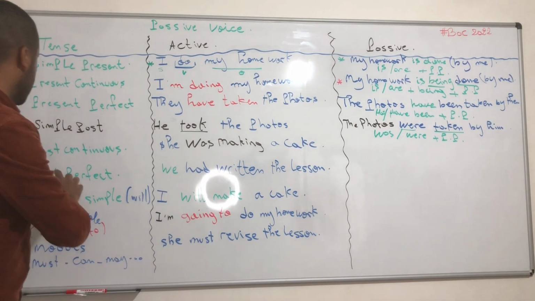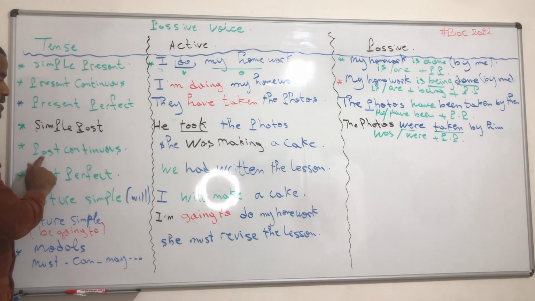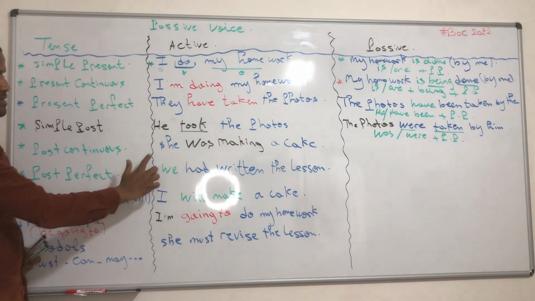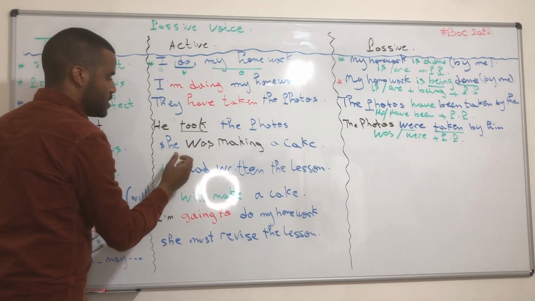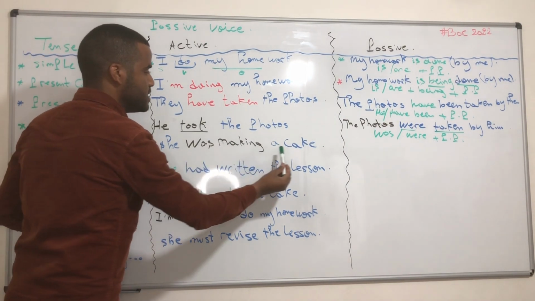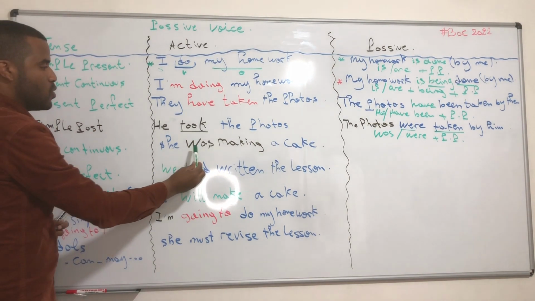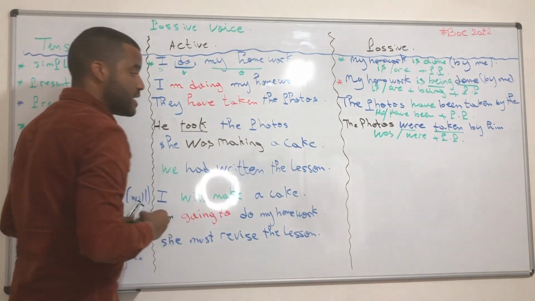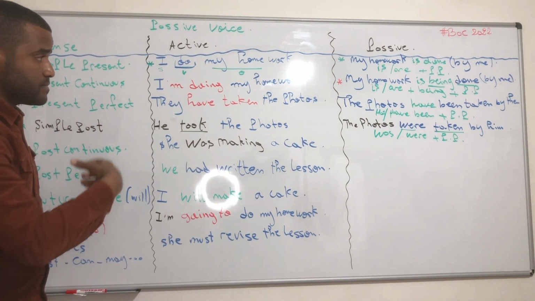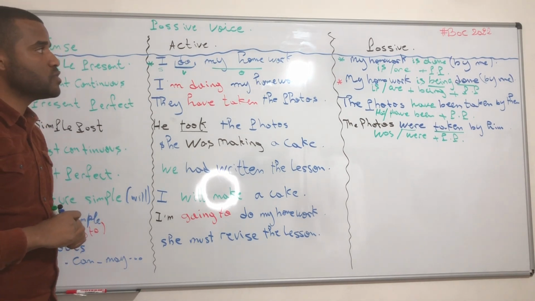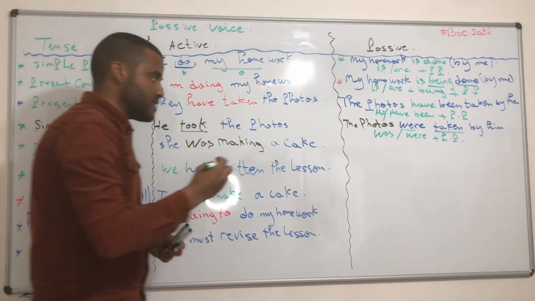So we move to the next tense, past continuous. In the active we have: she was making a cake. If you want to do it in the passive, we are going to say a cake.